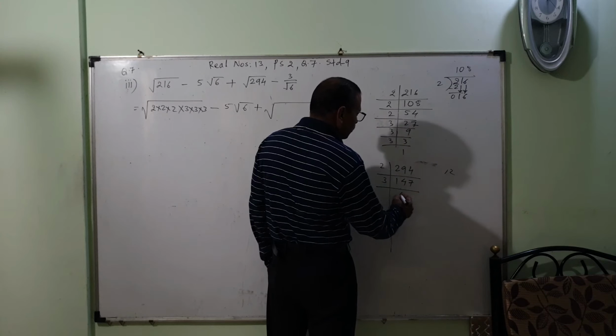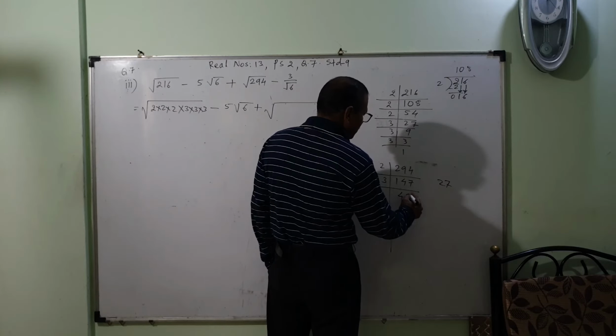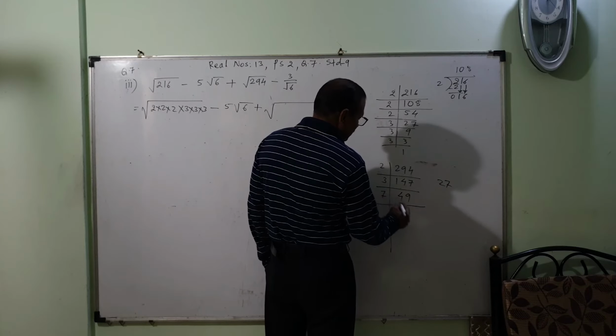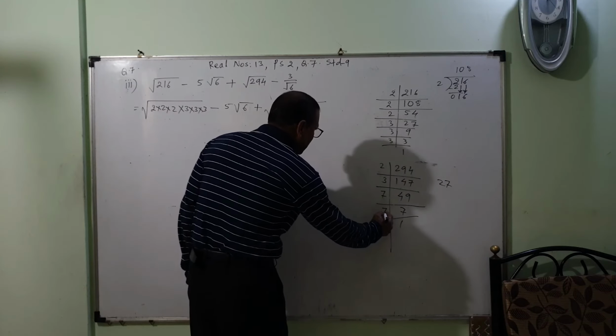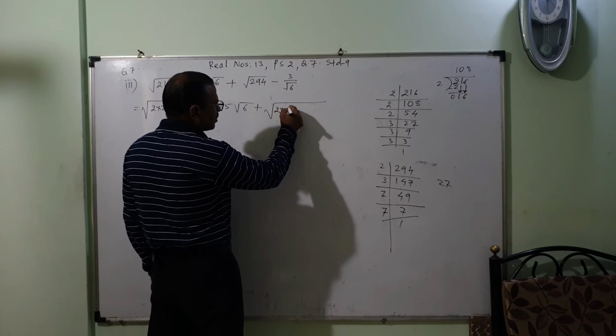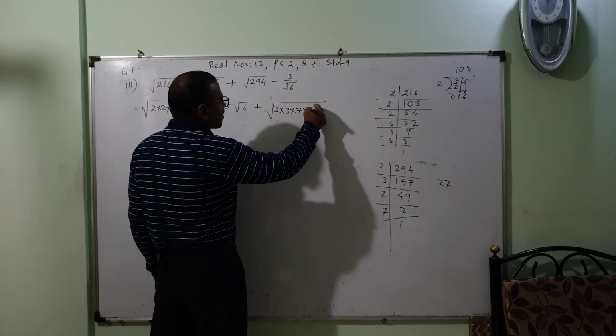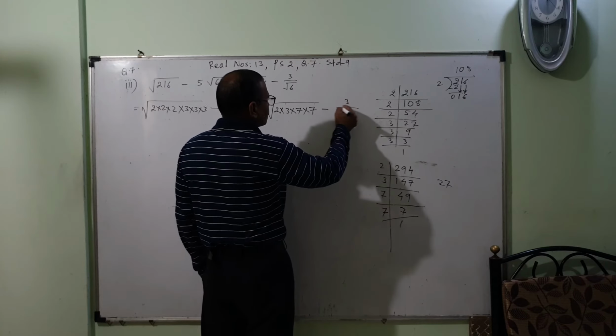So 3 4s are 12, remains 2, take this 7, 9s are. And this 7, 7s are, 7 1s are. Now the factors, now it has become very easy. 2 into 3 into 7 into 7. This part is what? Minus 3 upon root 6.